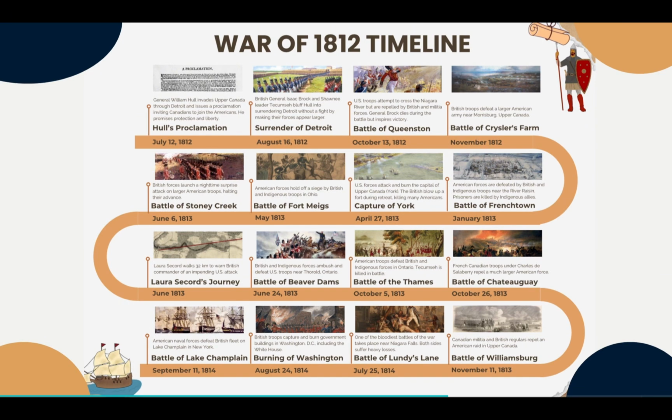Now let's move to the main part of this presentation, the timeline of events. To begin, on July 12th, 1812, General William Hull invaded Upper Canada through Detroit and issued a proclamation offering Canadians liberty and protection if they supported the American cause. However, his efforts failed and the US invasion was ultimately unsuccessful.